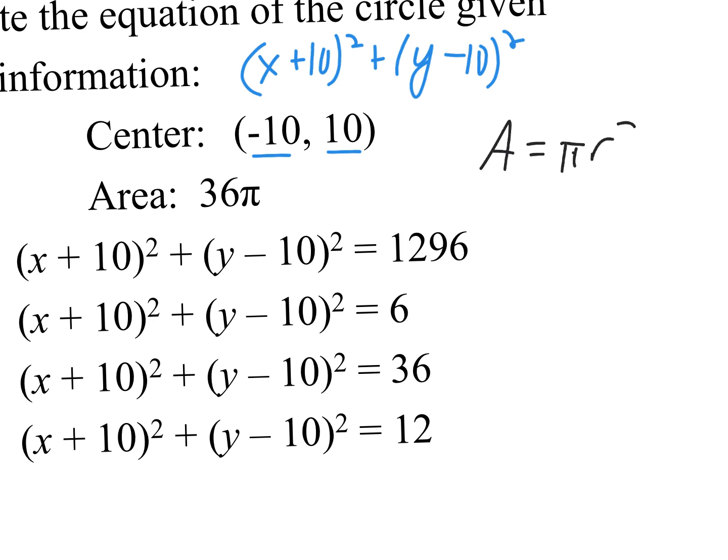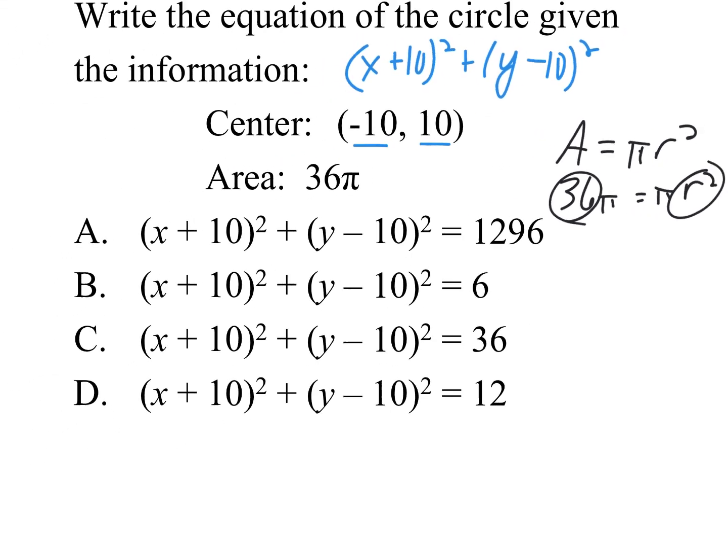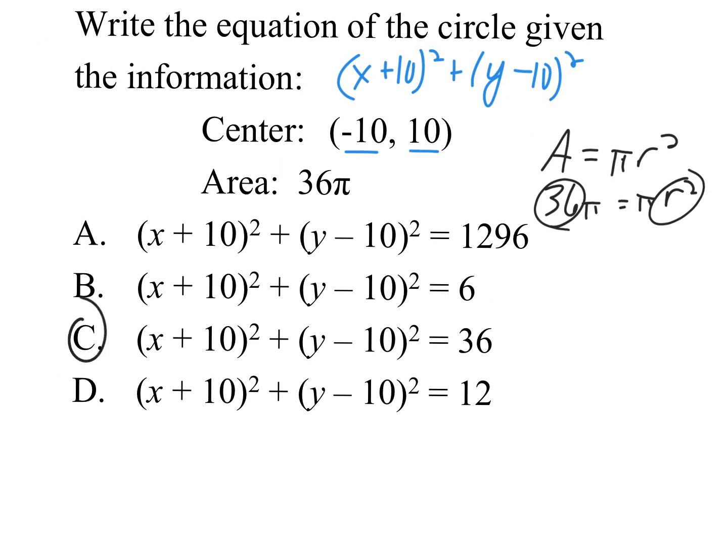So the area of a circle is pi r squared. If the area is 36 pi, that basically tells us 36 is equal to the radius squared. And that's really what we want. In our equation, radius squared is what we want. So you can stop right there. That's answer choice C.